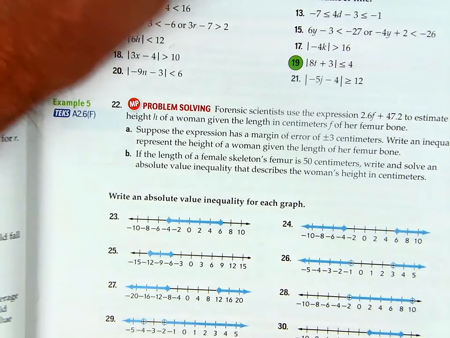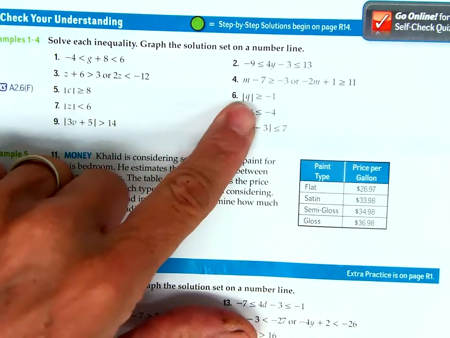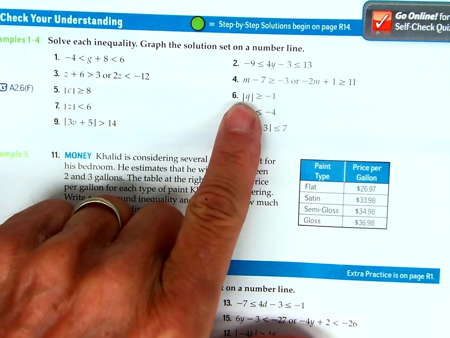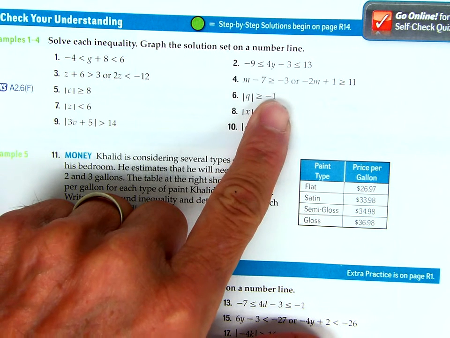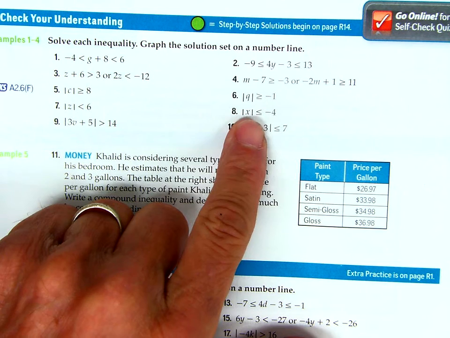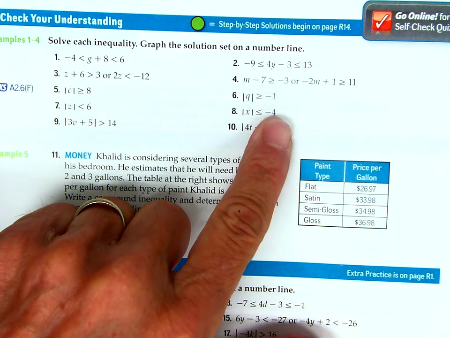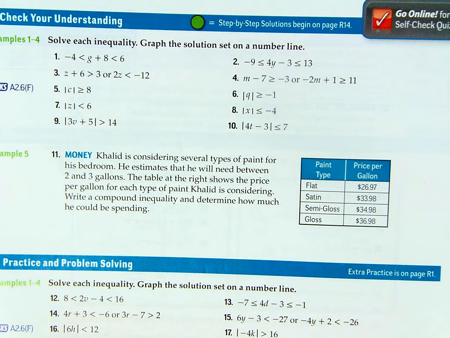So on number 6, numbers that are greater than or equal to -1. Number 8, numbers that are less than or equal to -4. One of those is going to be all real numbers. The other one is going to be no solution. Which one would that be? I know what you did on your paper.